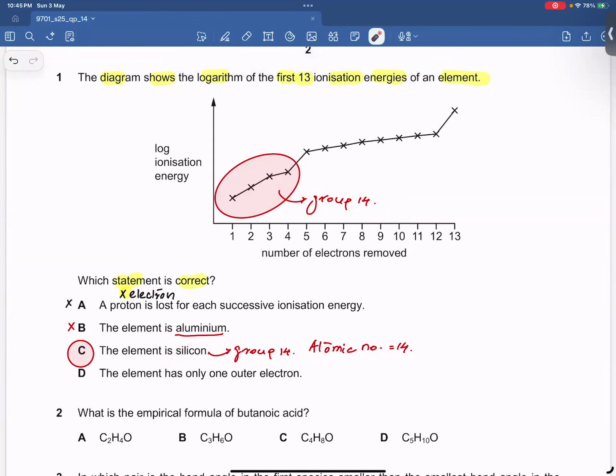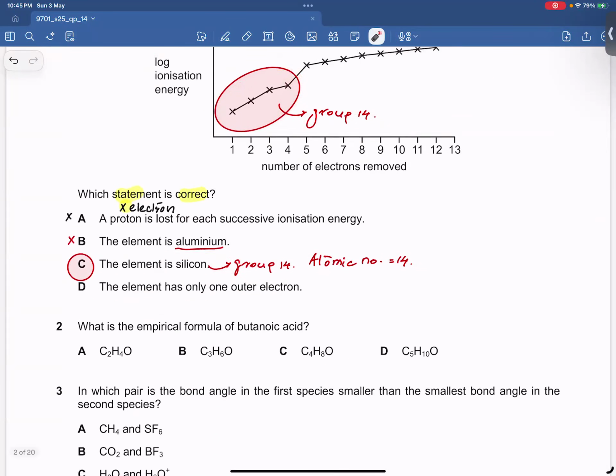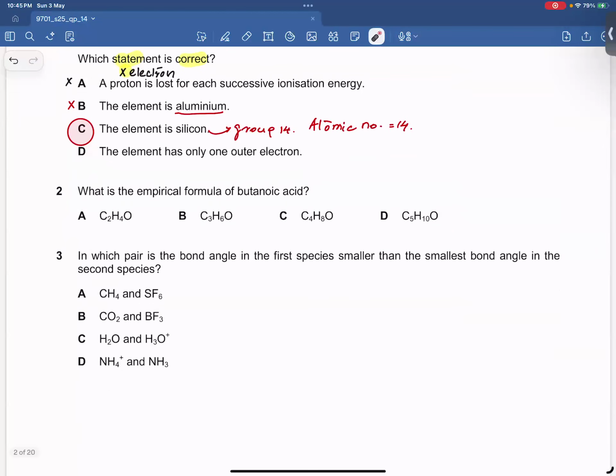And how many electrons are removed? 13 electrons are removed because the examiner has given us 13 ionization energies in this graph. So out of 14 electrons, 13 electrons have been removed from this element. The element has only one outer electron, not possible because 4 valence electrons are present in the valence shell. So I believe D is also incorrect.